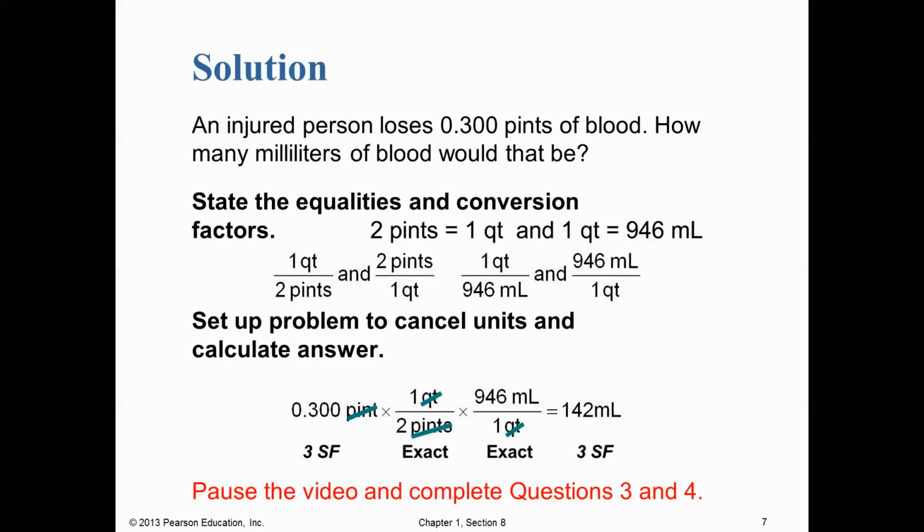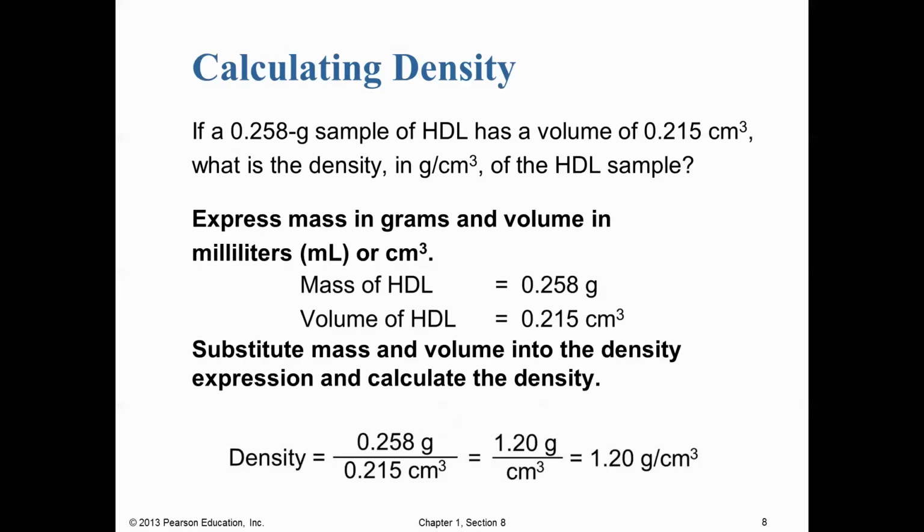Let's talk about some more advanced problems. Density can be used as a conversion factor as well. Density is typically expressed as mass over volume. In the example problem, we have a 0.258 gram sample of HDL, which is a type of cholesterol, and it has a volume of 0.215 cubic centimeters. What is our density in grams per cubic centimeter?